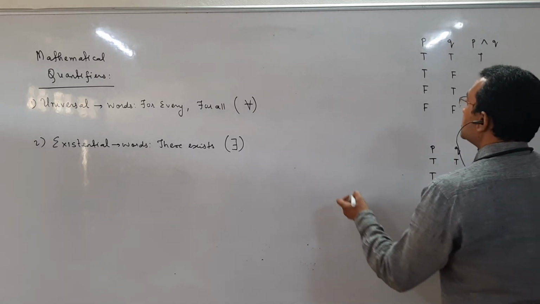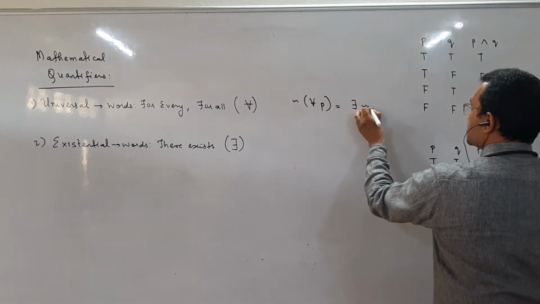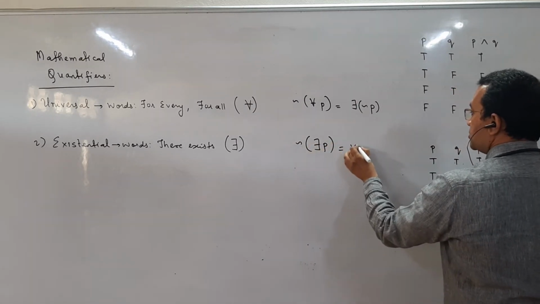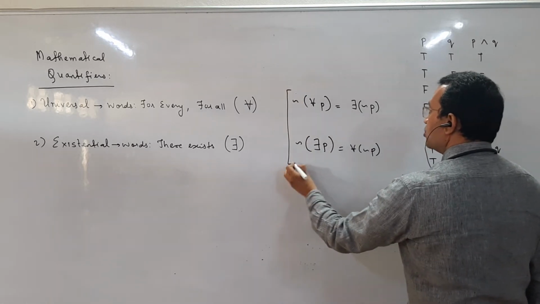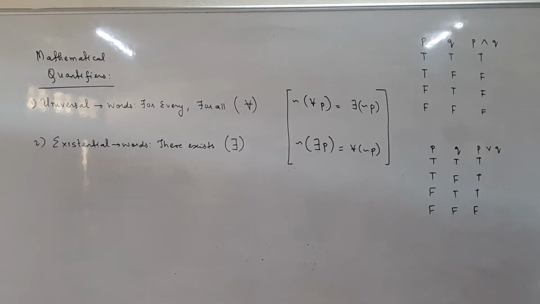Now students, the formula which we remember: negation of a statement with universal quantifier is existential quantifier and negation of P. Negation of a statement with existential quantifier and P is universal quantifier and negation of the statement. This is not given in our textbook. So please students, memorize and write down this formula, which is very important. Each of the quantifiers students are correspondingly the negations of each other.